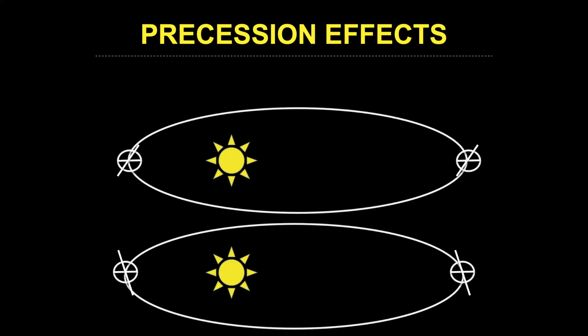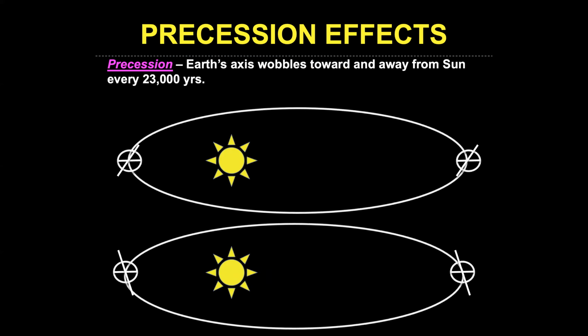Here's the idea of precession. Now precession would be the wobble. So at this point, you're pointed toward, but now you point it away from. So it's much more difficult to predict the seasons. Okay? So the seasons become less predictable due to the tilt changes.